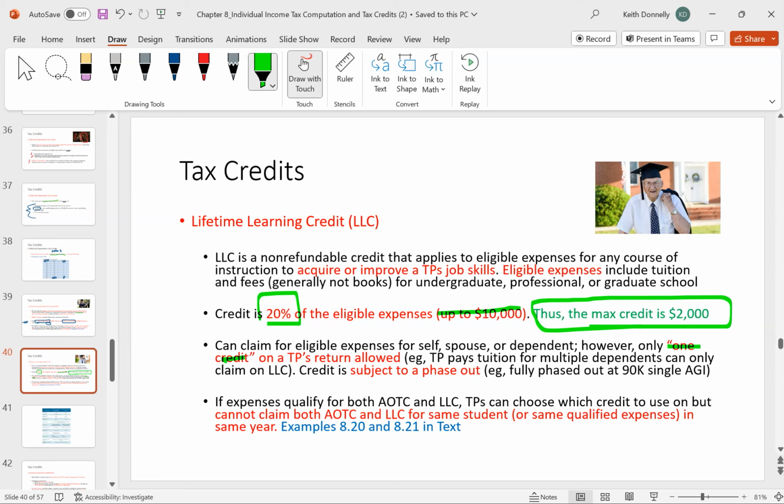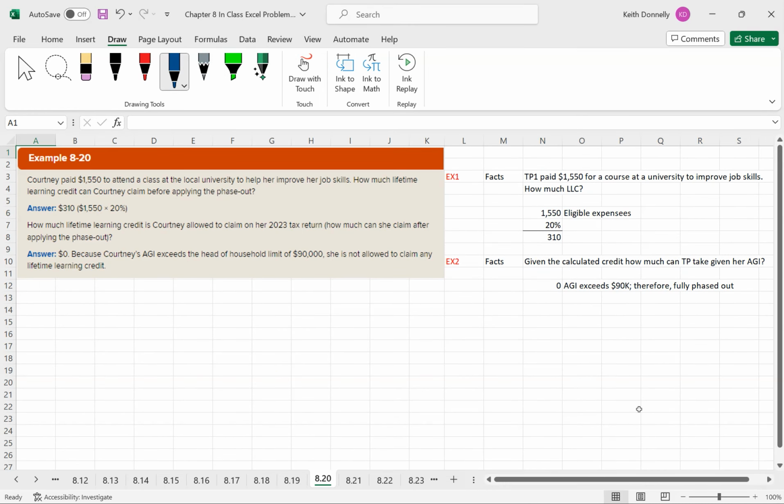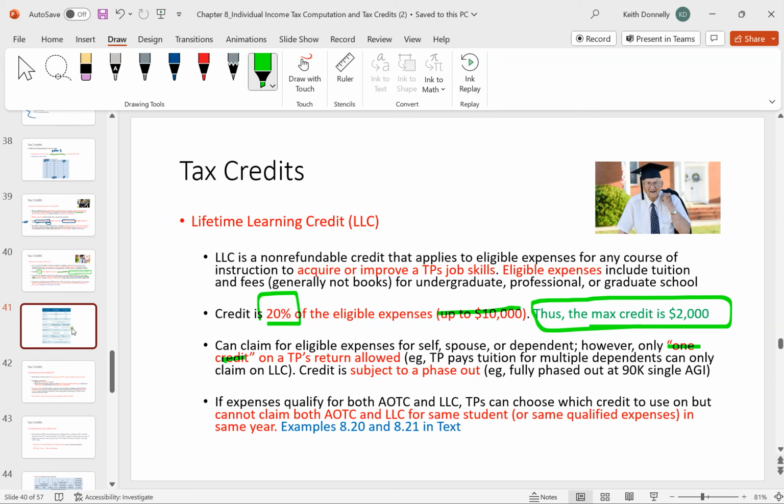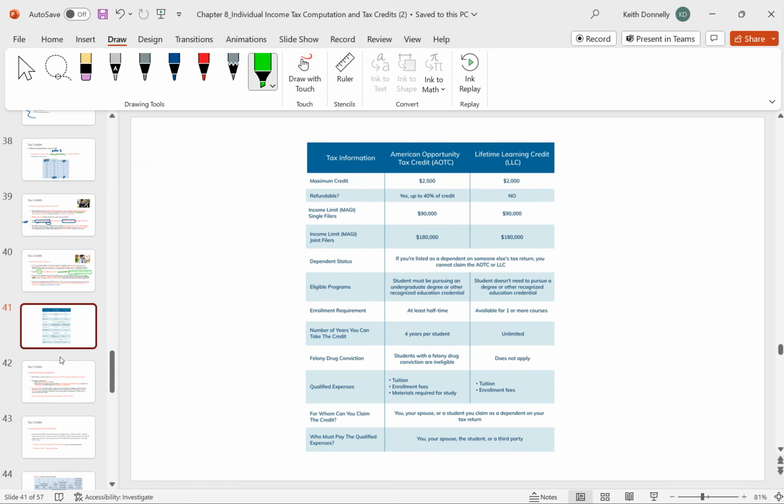So let's look at 820 here. This is just saying we've got a taxpayer. They pay $15.50 for a course to improve their job skills. Could you please tell me the lifetime learning credit? It's essentially 20% of those expenses. We're below that 10 grand threshold, $310. All right, here's a nice little summary. You can look at this to compare the two of them.